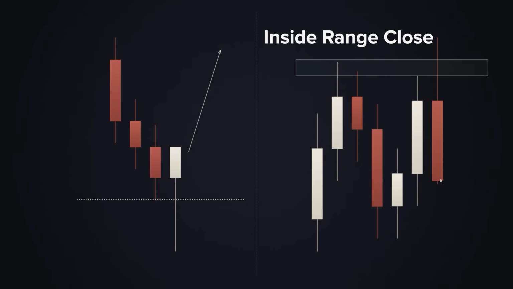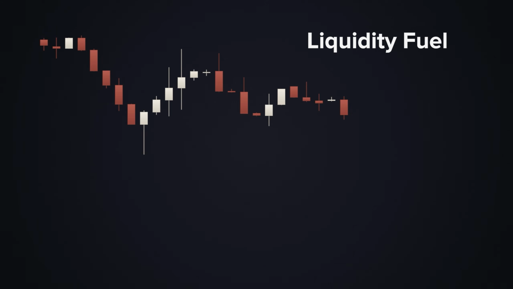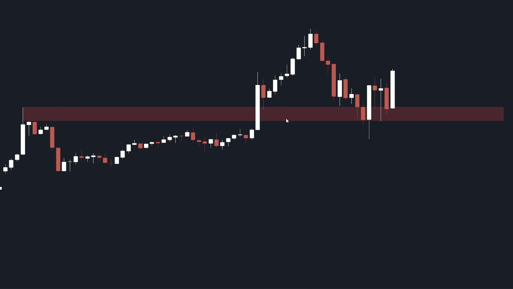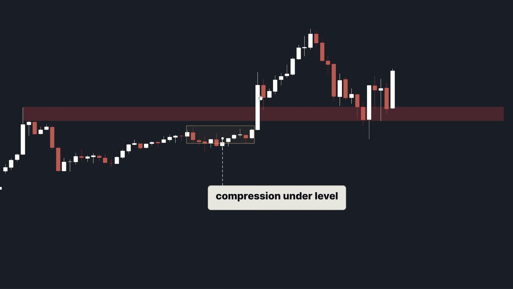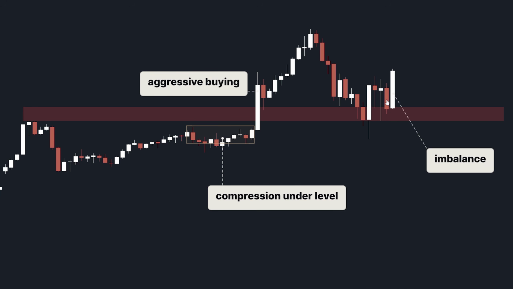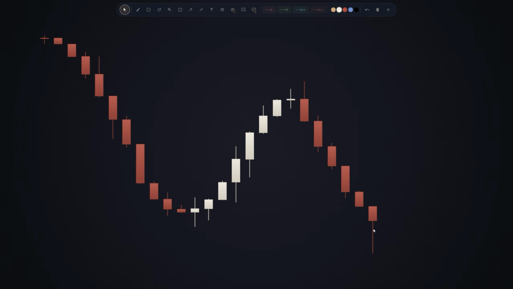You can read order flow for free directly from a candlestick chart without paying for expensive software. Watch this. Price compresses. Aggressive buyers break the level, and the retest cannot push back through it. Then an imbalance continues the move. It's that simple.